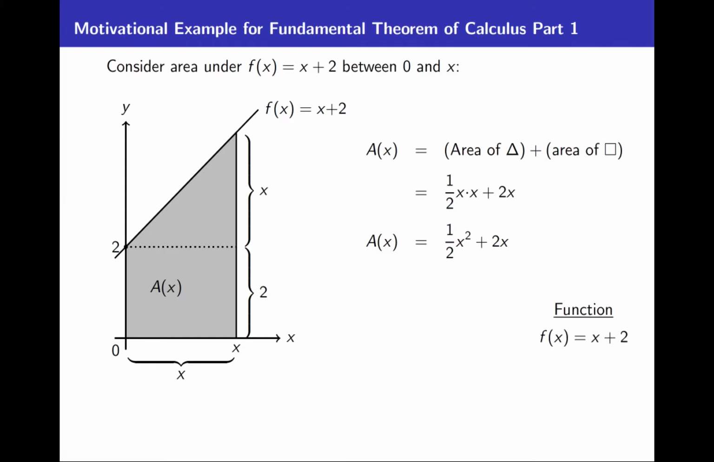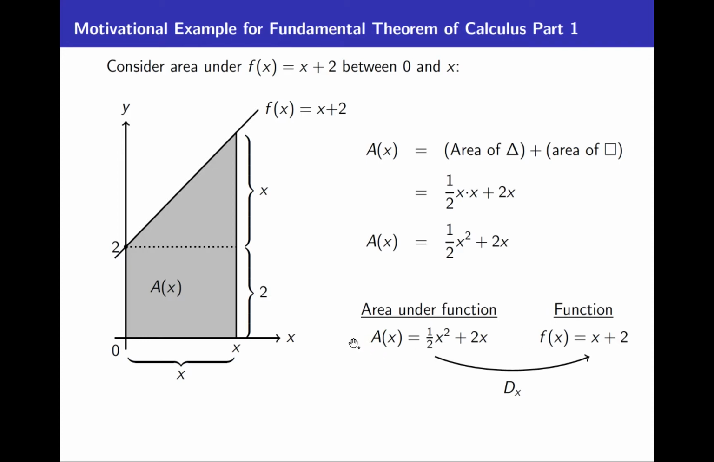I want to point out a connection between A of x and our original function f. The function we started with was f of x equals x plus 2. The area under that function, A of x, was 1/2 x squared plus 2x. And there's a striking connection between these two functions A and f, and you probably see it. If you take the derivative of A of x, you get x plus 2, you get f. The derivative of 1/2 x squared plus 2x equals x plus 2. The derivative of A of x equals f of x.